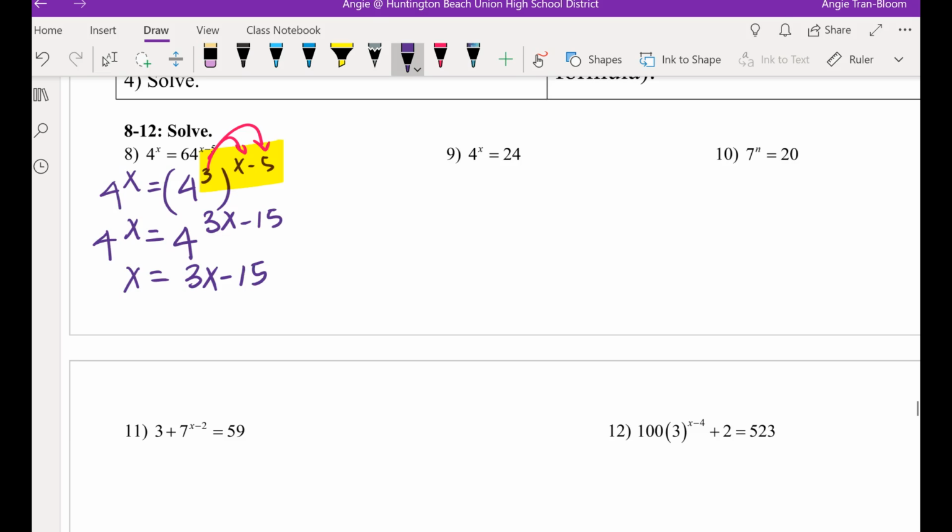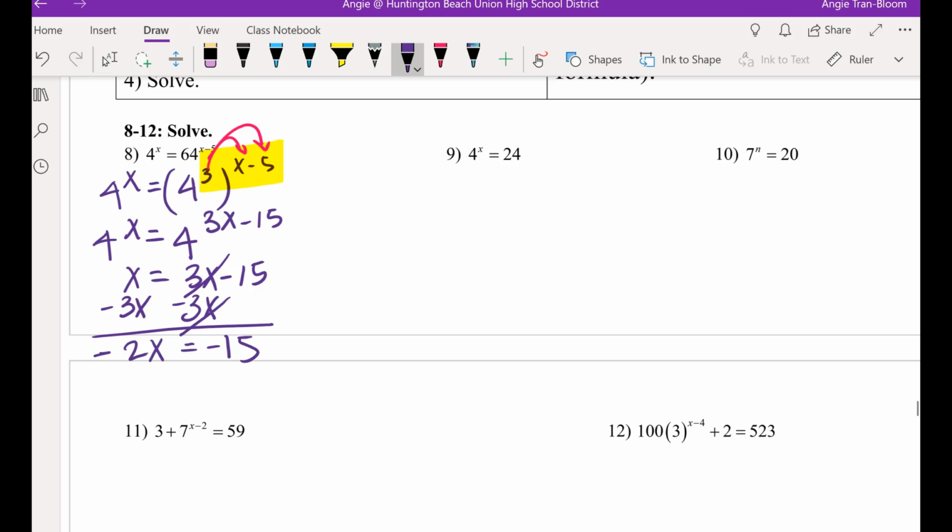What do you move? Sure. Let's move the 3x, so that way I only have to move it once, right? So, x take away 3x is what, Sam? 2x. I think you meant to say negative 2x.